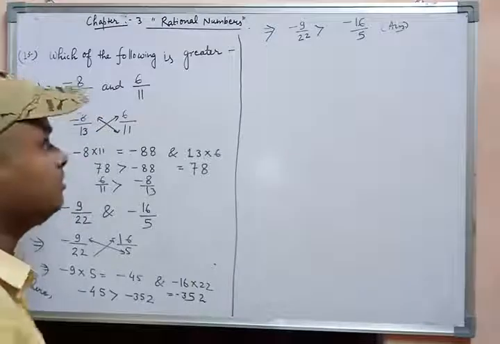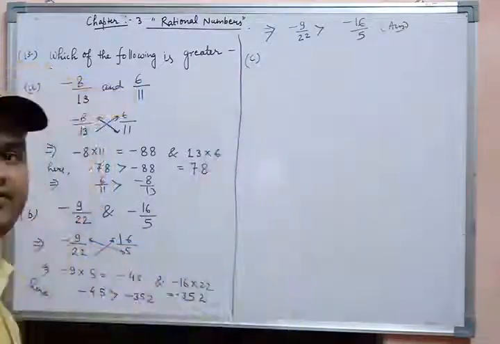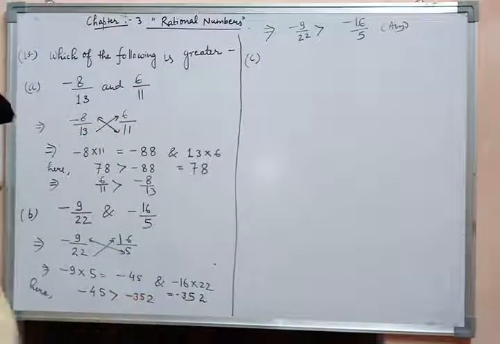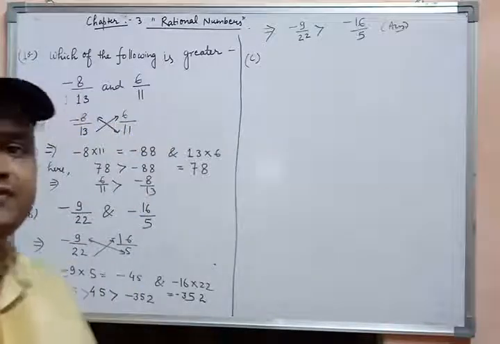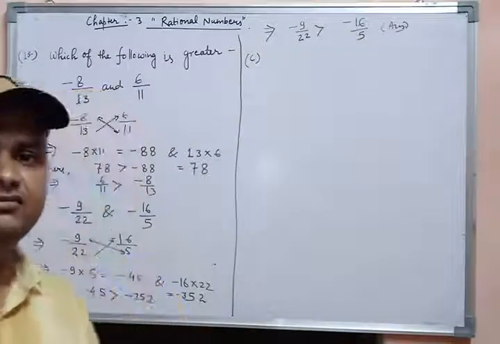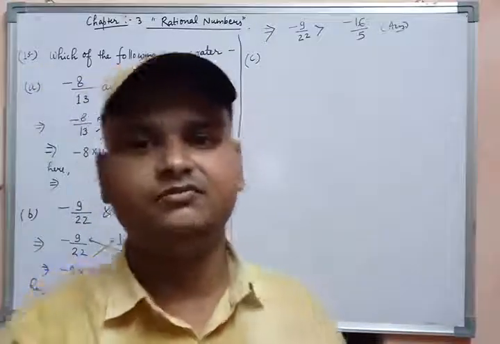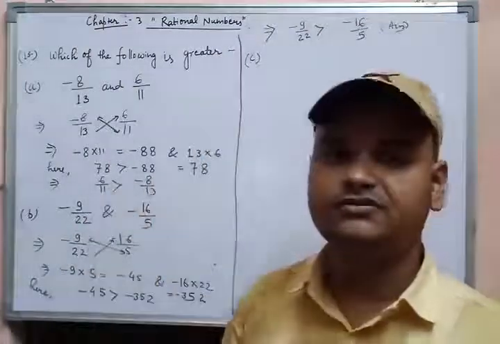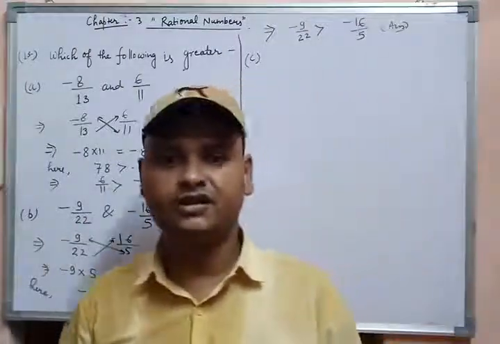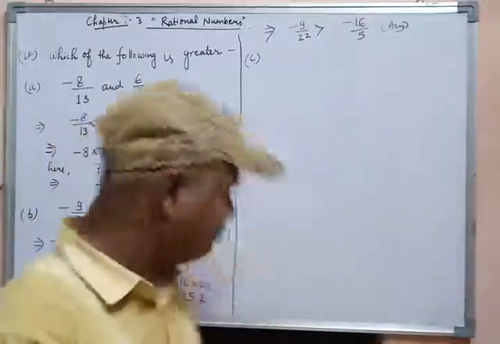And students, question number C you have to solve by yourself by applying this cross multiplication method, because this method is very less time consuming. Okay, so if you want to compare two rational numbers, then we have to apply this method. This method is called the cross multiplication method. Now we are moving on to the next question. You have to list.